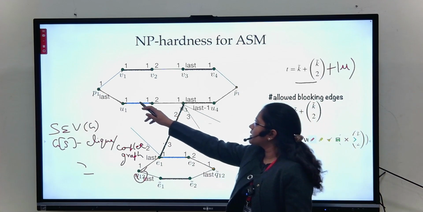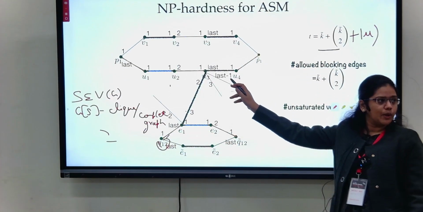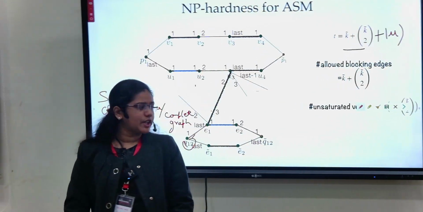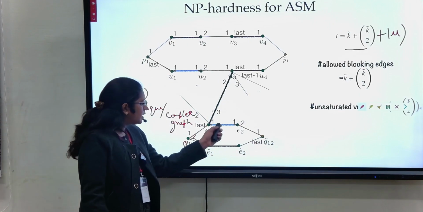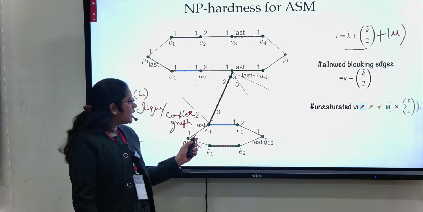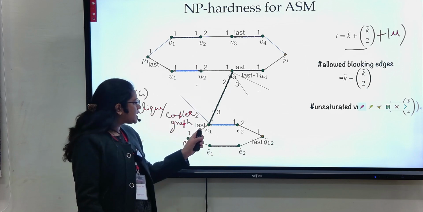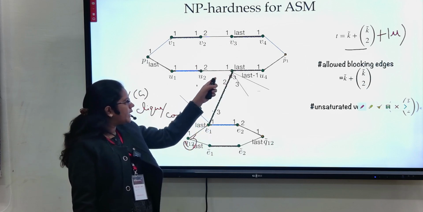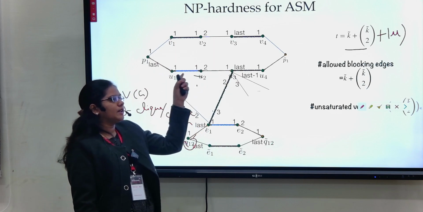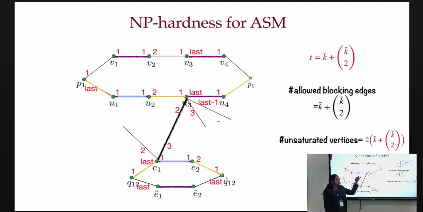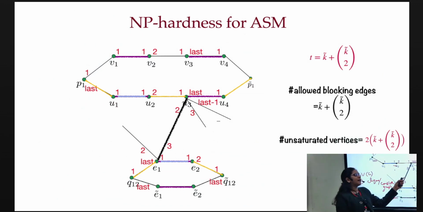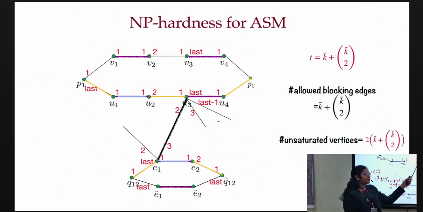Same thing happened here also. So now I only need to say that in my solution, if this is an augmenting path, then in the vertex class you have an augmenting path on its endpoint, right? And why will this happen? Again, because you do not have the budget to have this blocking edge.